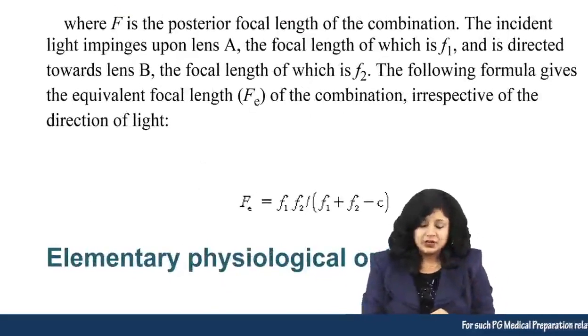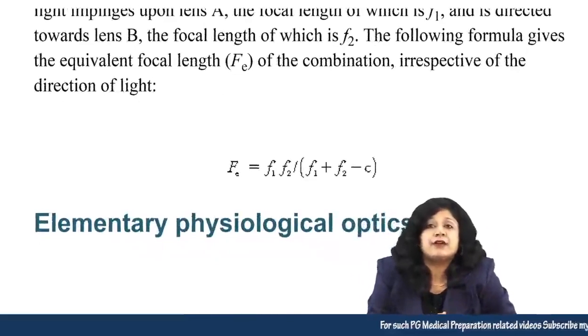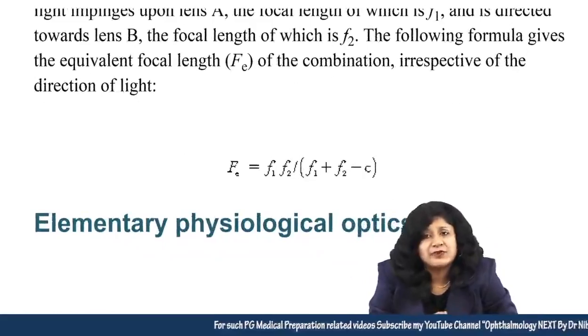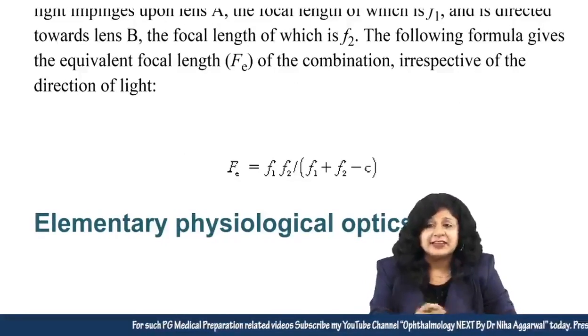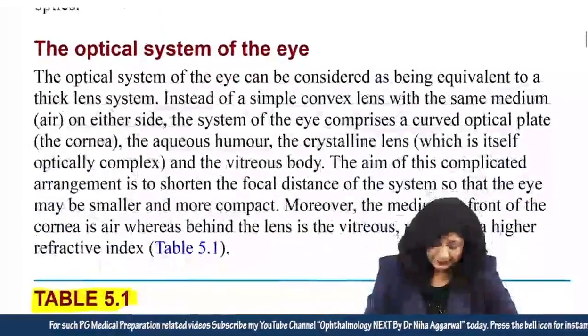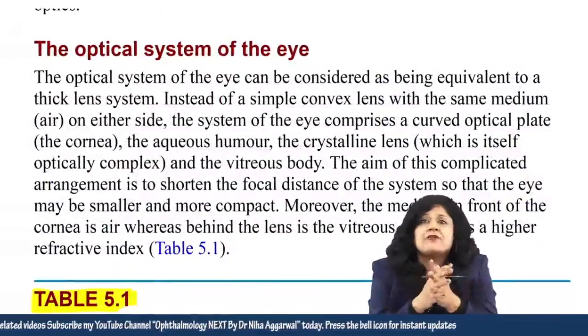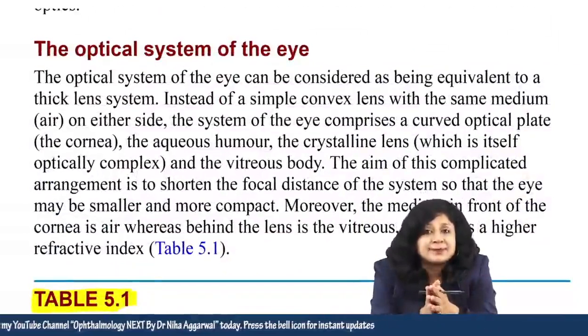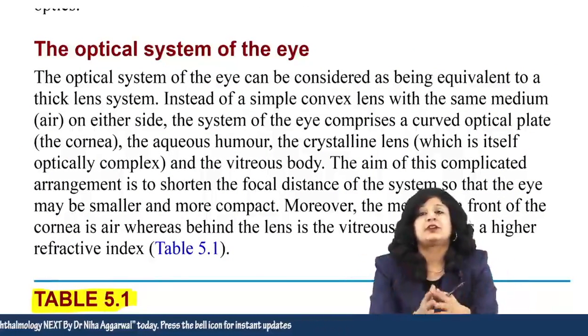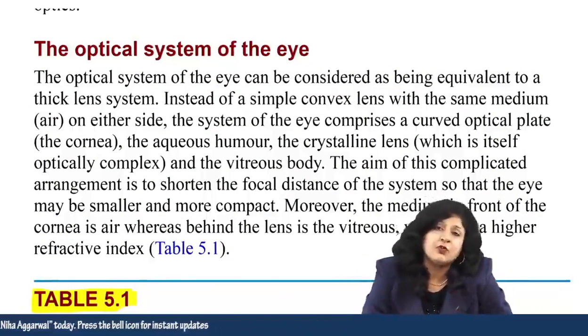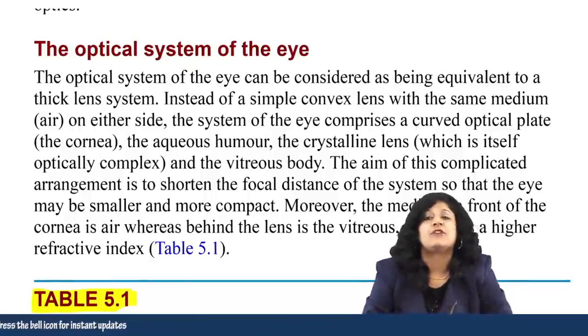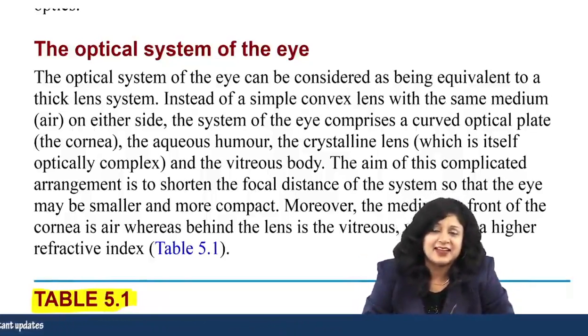So that's all with the elementary physiological optics. We have studied all the ray diagrams, the types of lenses, the properties of light. Now in the next part of my lecture, we'll be talking about the optical system of the eye. We'll be utilizing these concepts and also seeing the clinical part of this optics and refraction, how we can apply these concepts to the actual eye. Thank you and happy ophthalmology.